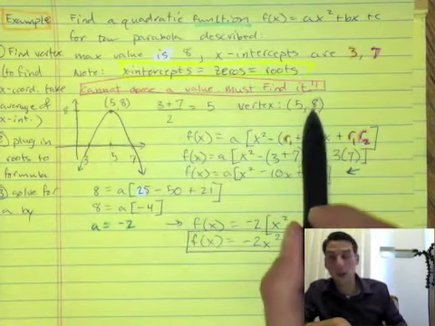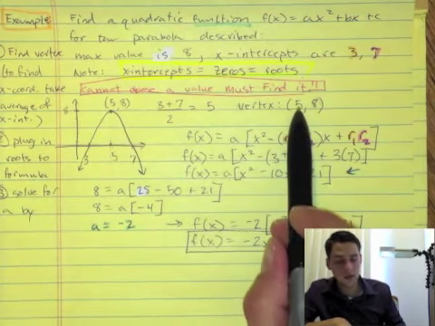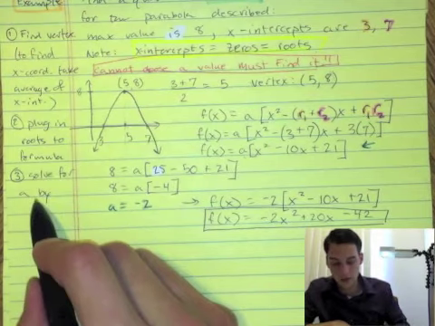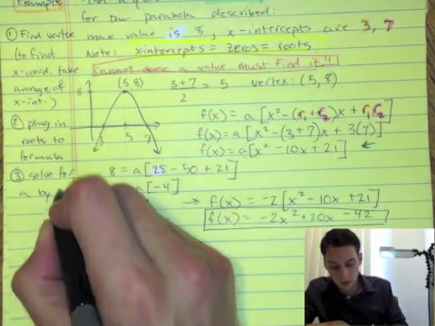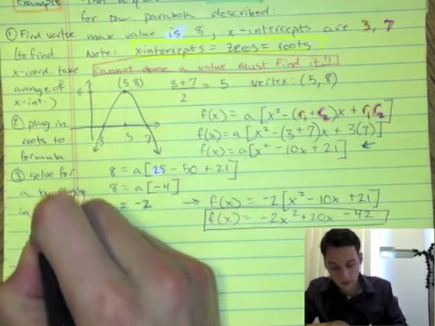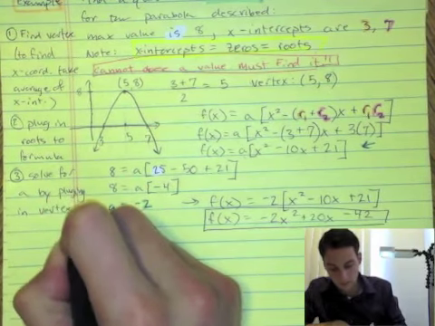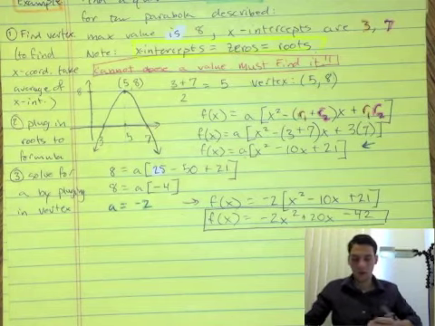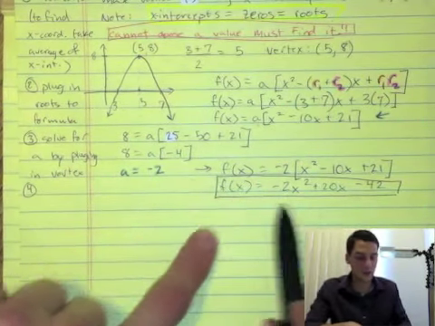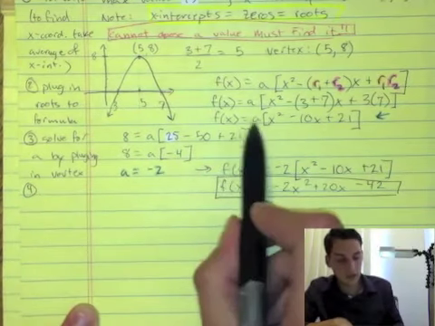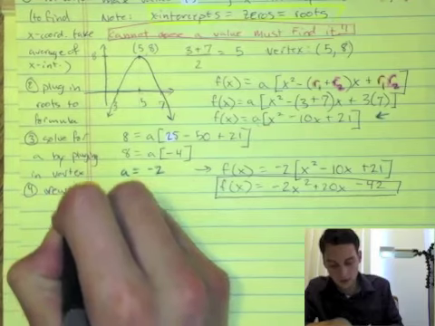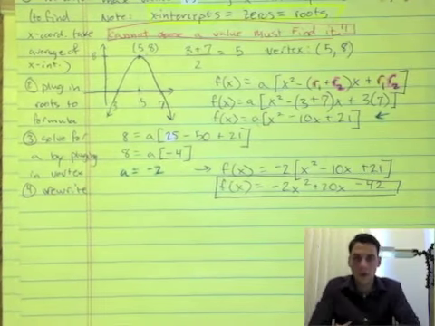8, or the y-coordinate, for the f of x, and the x-coordinate for the x's. So solve for a by plugging in the vertex. Once you've solved for a, you can rewrite. So we solved for a and then we rewrote our equation, just putting a back in. So rewrite. And that's it.